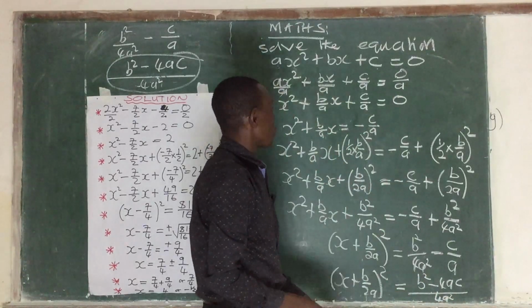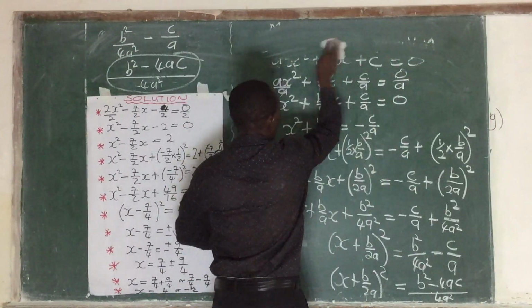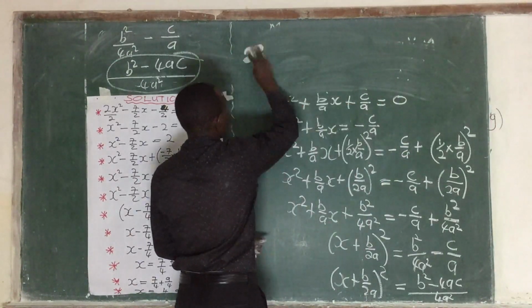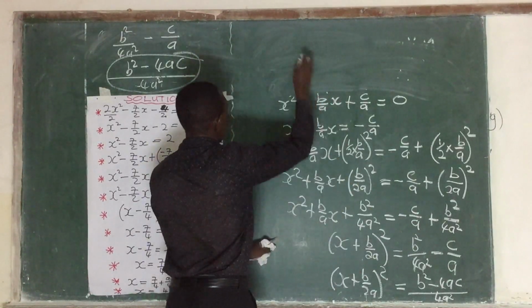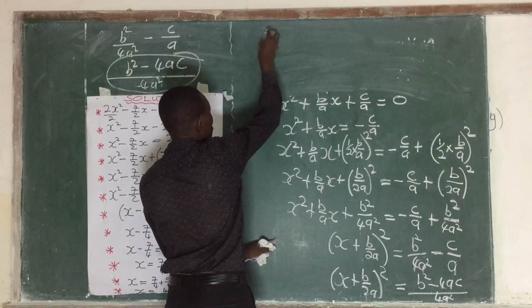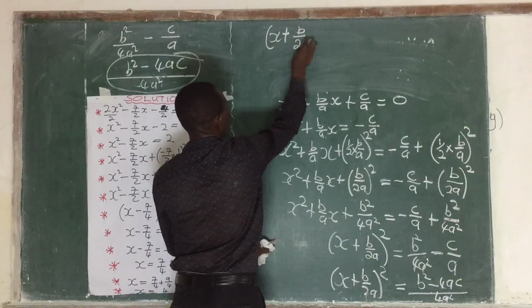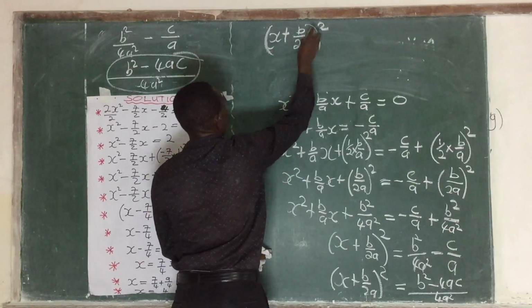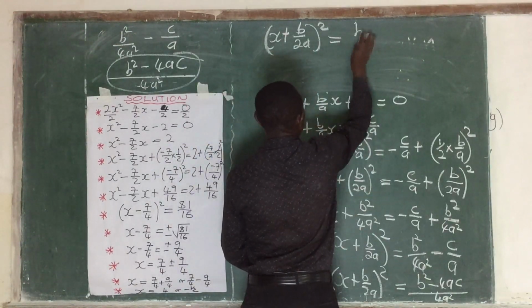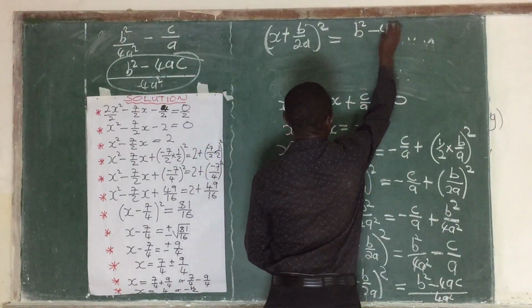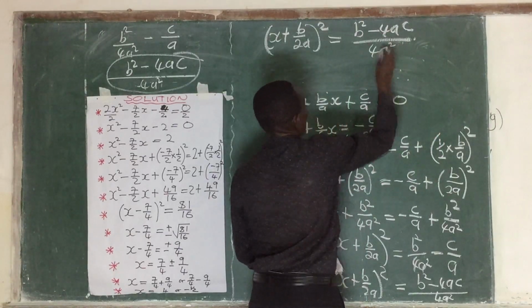4a squared, I'll write that one on top again because of space down here. So I'll rewrite it here. Look at this, right? I'll take that step up. This one here, we've got x plus b over 2a, that is squared. On that side, we have b squared minus 4ac over 4a squared.